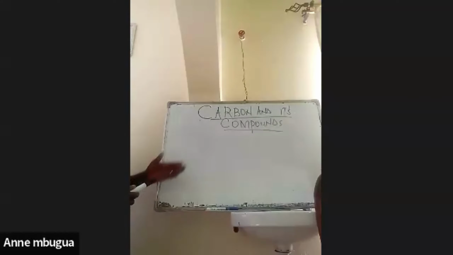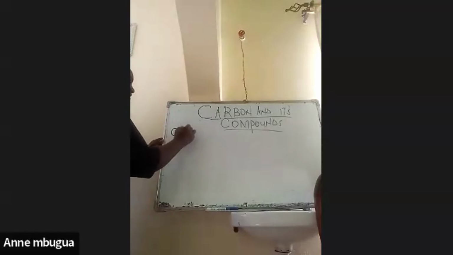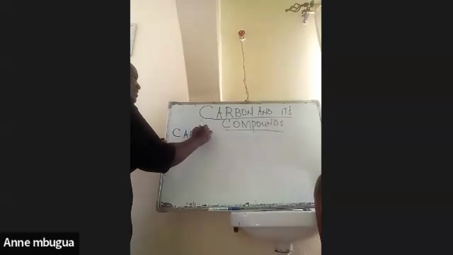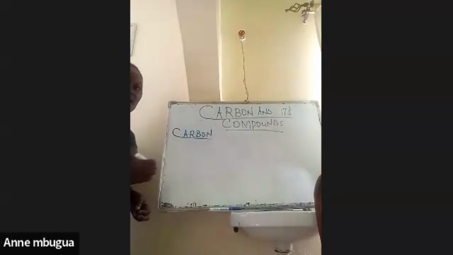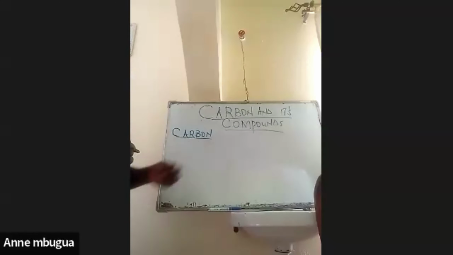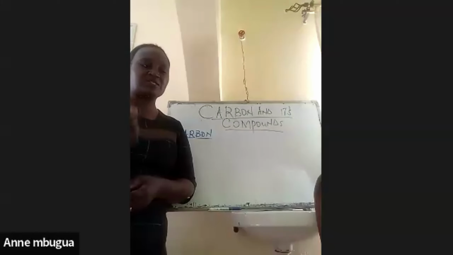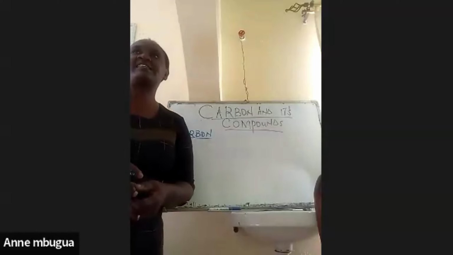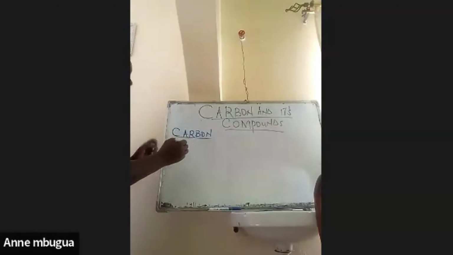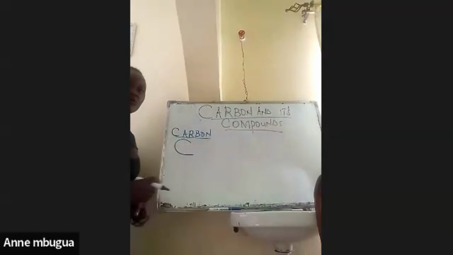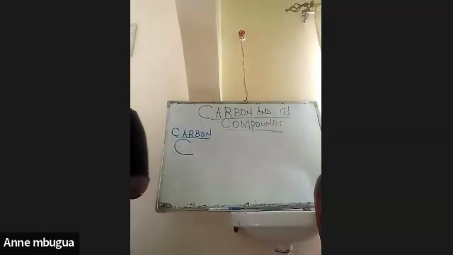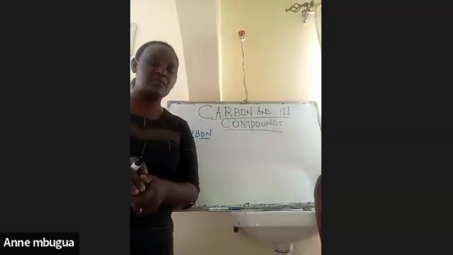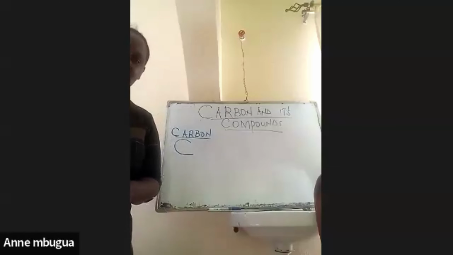So if you look at the topic, it has got 2 parts, the carbon and its compounds. I'll start with the first part of the topic, and that is carbon. Carbon is not a new term to us. We've come across it in our Form 1 syllabus, and it's one of the elements whose chemical symbol is capital C.